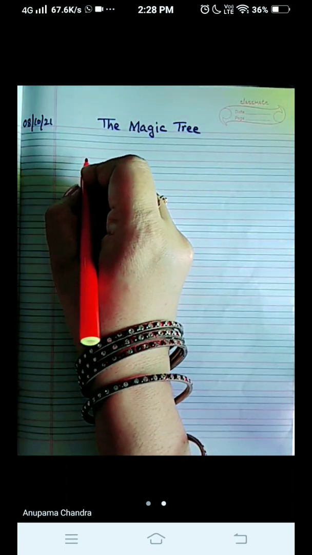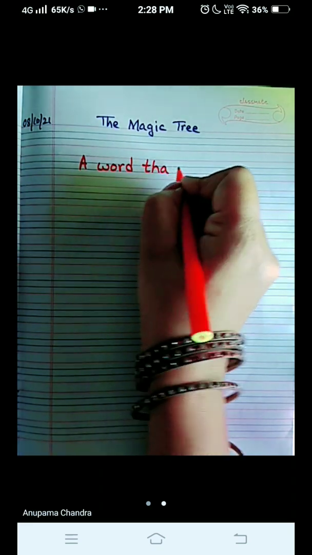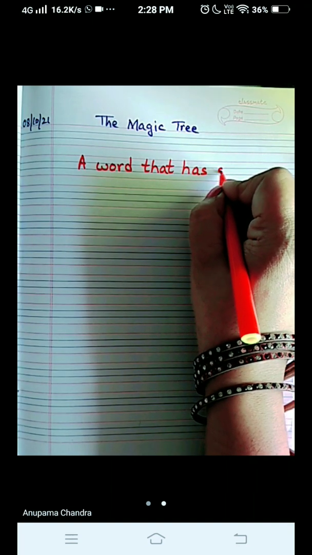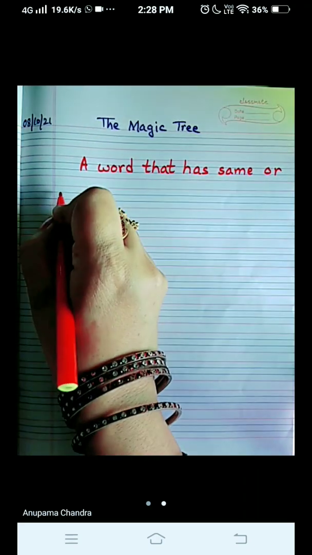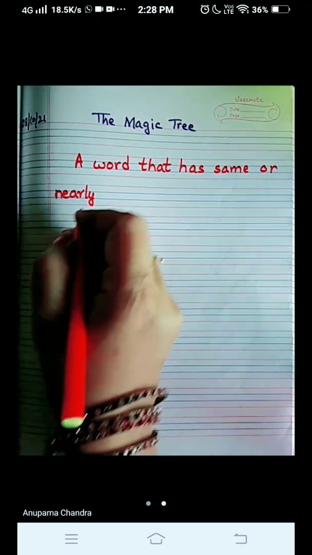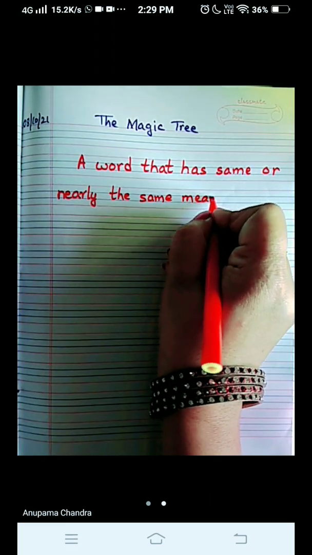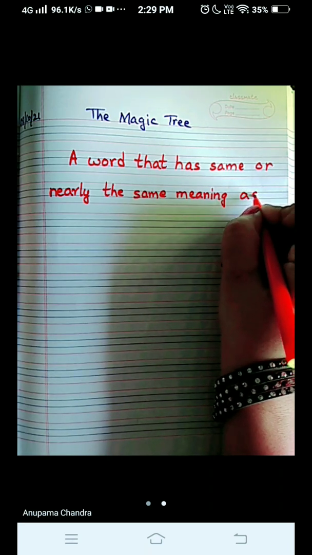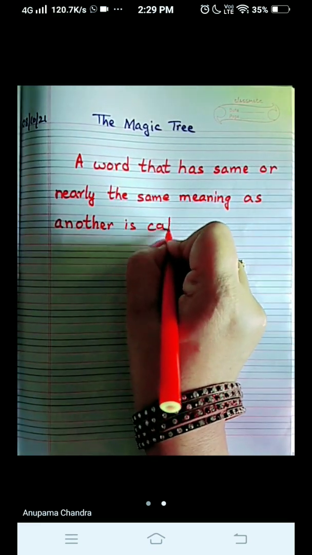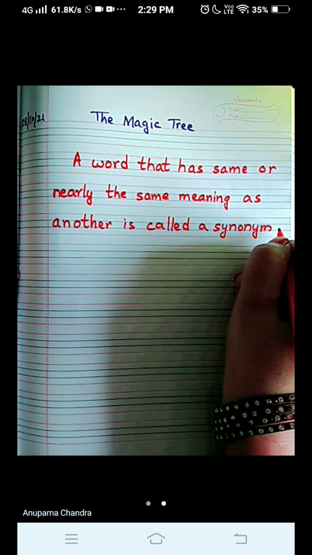Leave the first line, children. Write in the second line. A word that has same or nearly the same meaning as another word is called a synonym. Full stop.